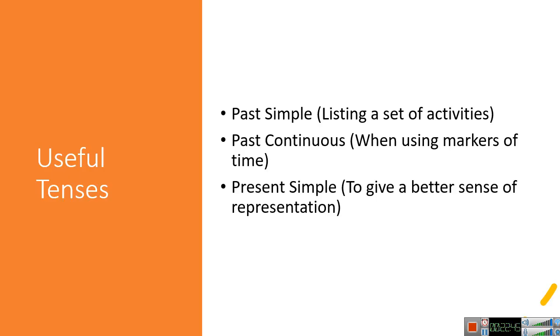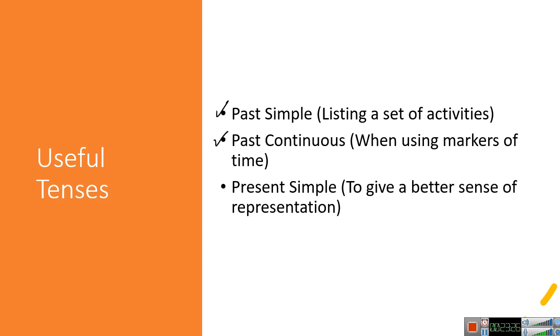Okay, so when we tell a story, we have a couple of tenses that are very useful to make a good story. One of them is the past simple, and that's when we're listing a set of activities. For example, one goes after the other, and then goes the next one, and then goes the next one. That will be something like, first, I woke up this morning, then I had my breakfast, then I took a shower. That is a set of activities. 1, 2, 3, 4.